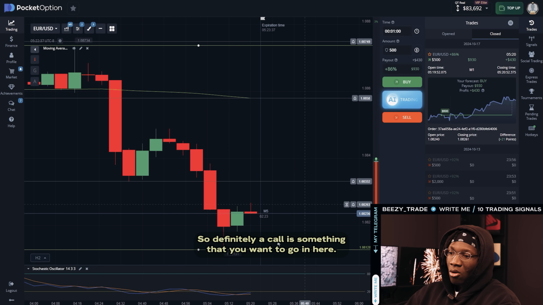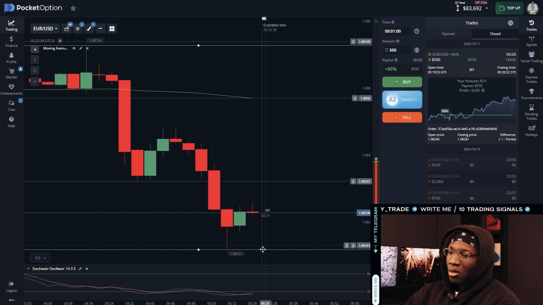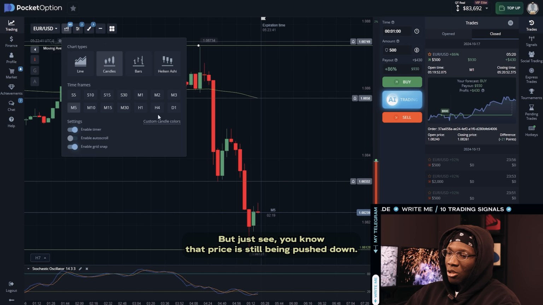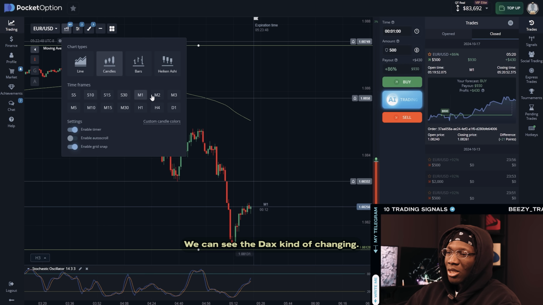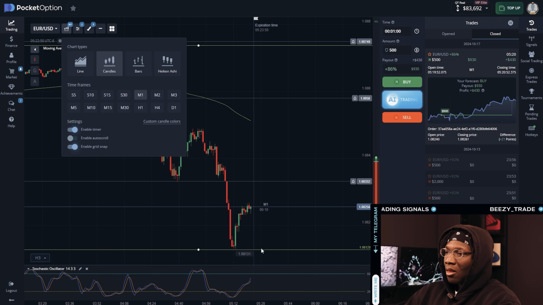Definitely a call is something you want to go in here, but just seeing how that price is still being pushed down, it's still a little sus in my opinion to enter into a trade like that. But when we go to a M1, we can see that that's kind of changing.